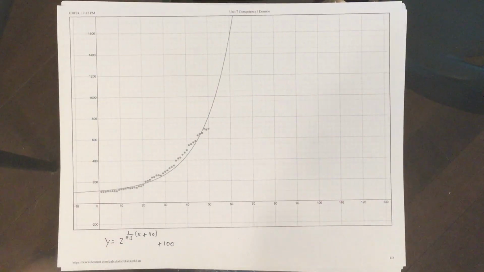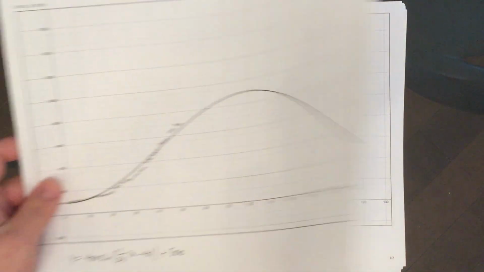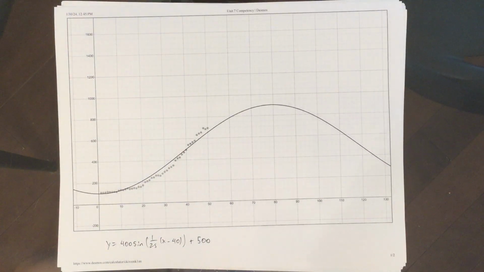The first one is this right here. You've got y equals 2, this is an exponential graph firstly, and this is y equals 2 to the power of 1 over 9.5 times (x plus 40), plus 10. The other graph I had was this one here, a sine graph. This is y equals 400 sine of 1 over 25 times (x minus 40), plus 500.